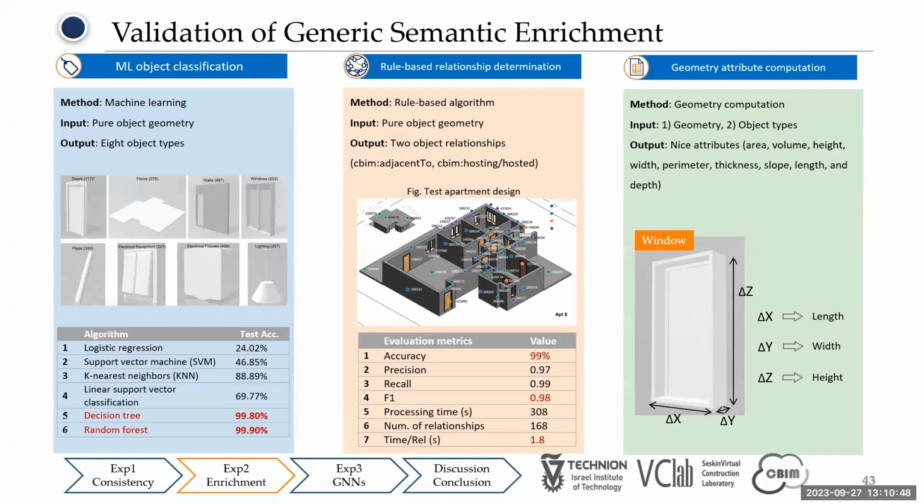Lastly, we do attribute computation. Here, the input is geometry and object types. The output could be 9 different attributes. For example, we evaluate the delta x, and then it could be the length of the window. Same for the delta y and delta z.